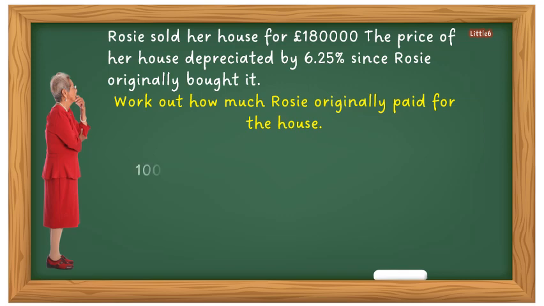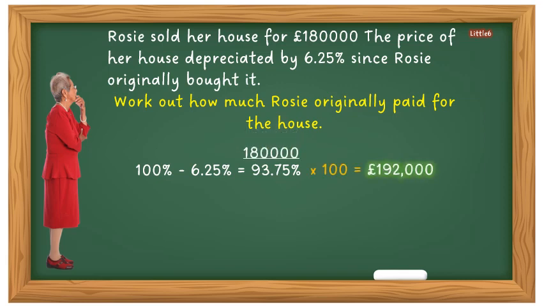So how did you do? All right, we don't know the starting value, but we know it lost 6.25%, which means the new value of the house is 93.75%. So we take the 180,000, okay, we divide it by 93.75, which gives you the value of 1%. We multiply that by 100 to get back to the starting value, and you can see Rosie's house was worth £192,000 before she lost the 6.25%. So if you got £192,000, exceptionally well done.